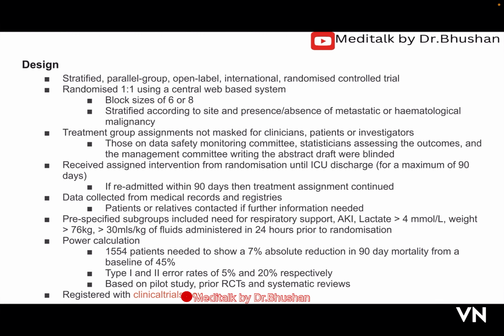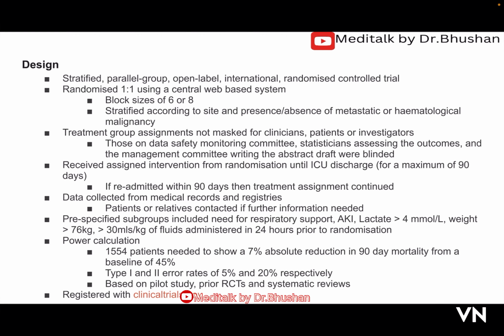Specified subgroups included need for respiratory support, AKI, lactate more than 4, weight more than 76 kg, and more than 30 ml per kg of fluid administered in the 24 hours prior to randomization.